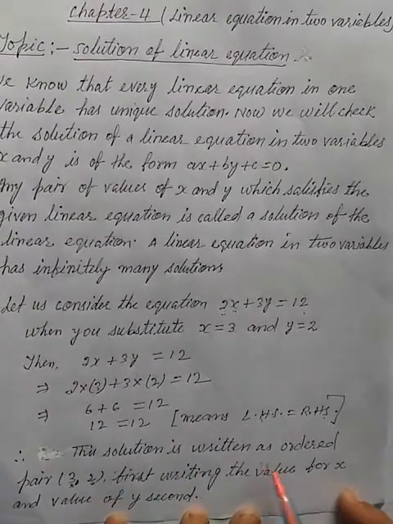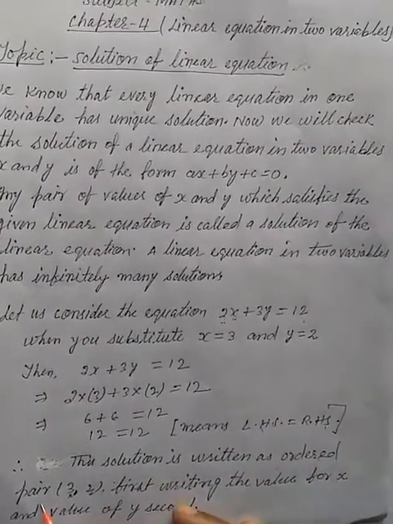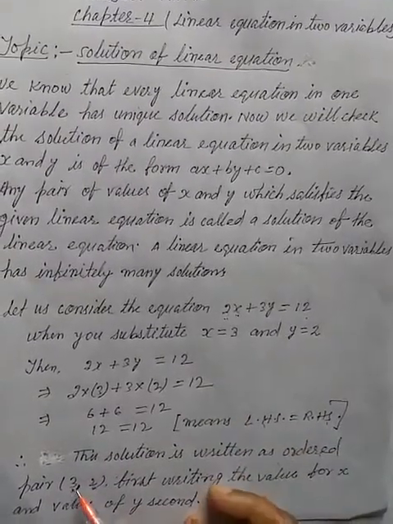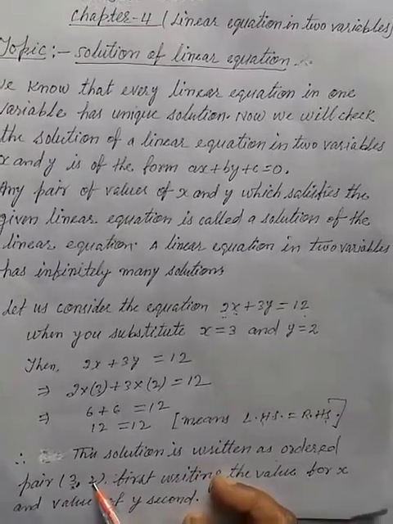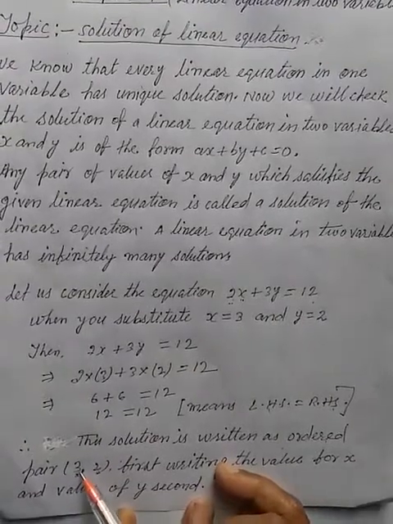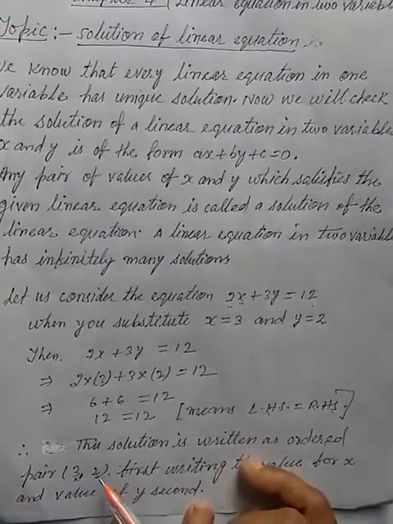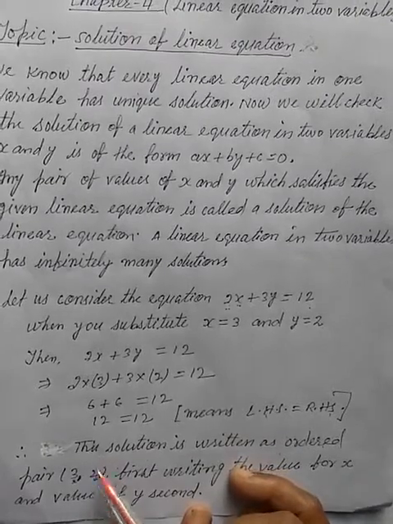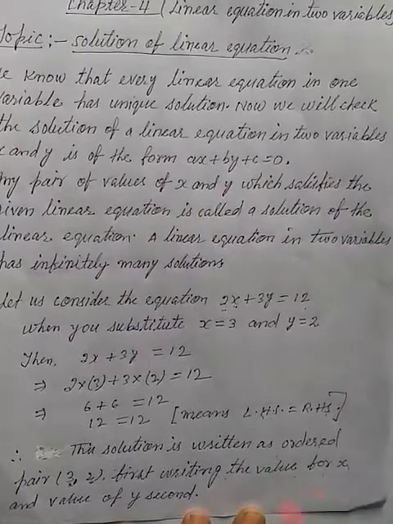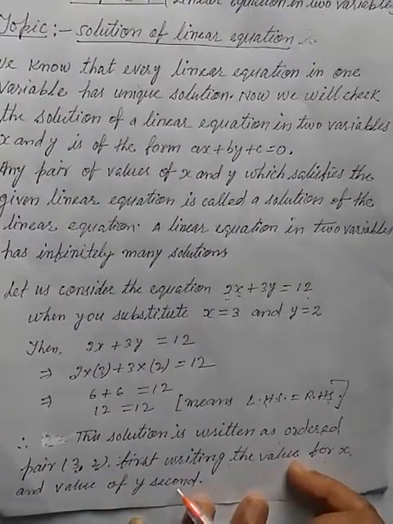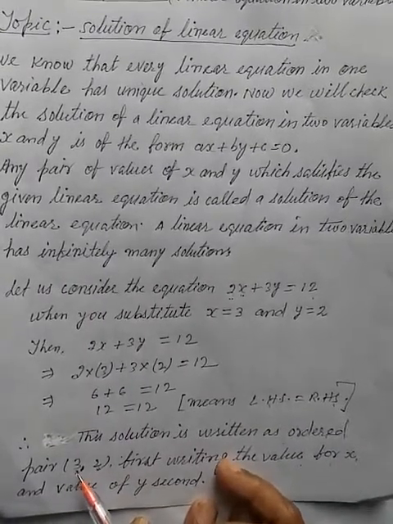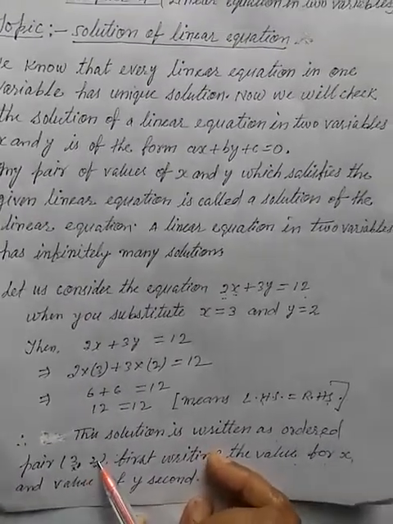This solution is written as an ordered pair. Students, the ordered pair here is (3, 2). 3 is the value of x, and 2 is the value of y. You know that x is the abscissa and y is the ordinate. So the value of x is written first and the value of y second. Keep it in mind: whenever you write a pair, first write the value of x, then y.